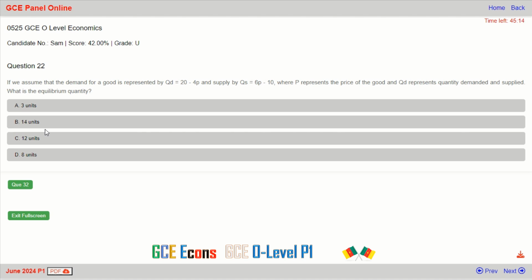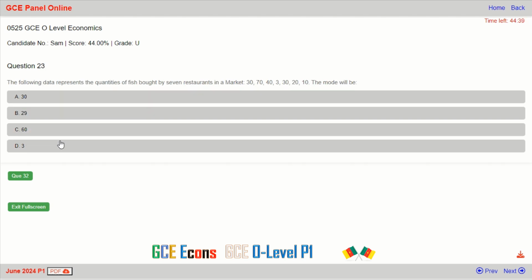For you to find the equilibrium quantity, you just have to equate QD to QS. So when you equate those two, we are going to have 20 minus 4P equal to 6P minus 10. When you bring like terms together, you are going to have 10P equal to 30. I'll divide both sides, we're going to have 3. Normally you're supposed to have 3 there, but we have that answer. I'm going to adjust that also, or that's going to be adjusted by the panel. Let's take note of that, okay?